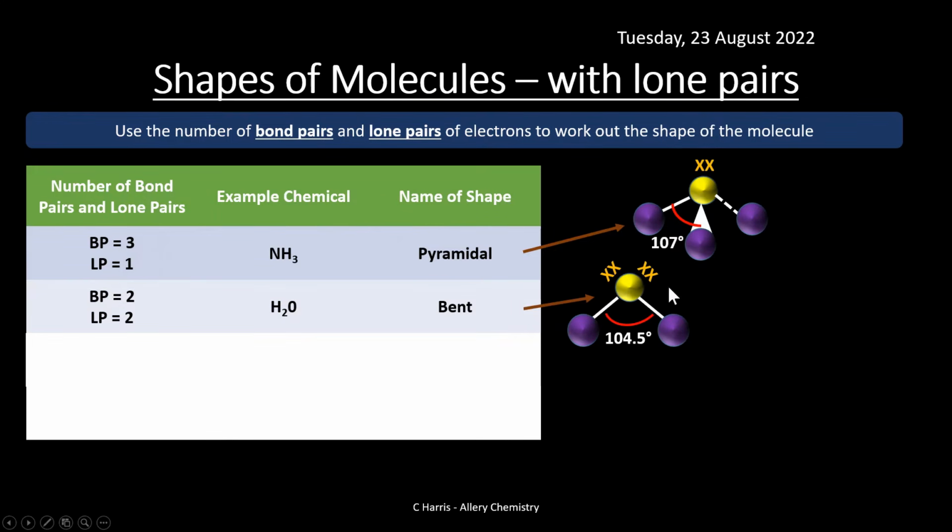Something with 2 bond pairs and 2 lone pairs is H2O, and it's bent or nonlinear, as it's also known. Again, the extra lone pair of electrons creates a bond angle of 104.5 degrees.